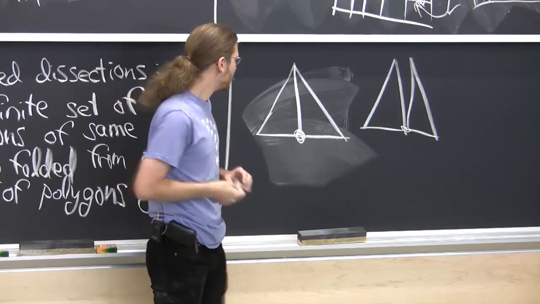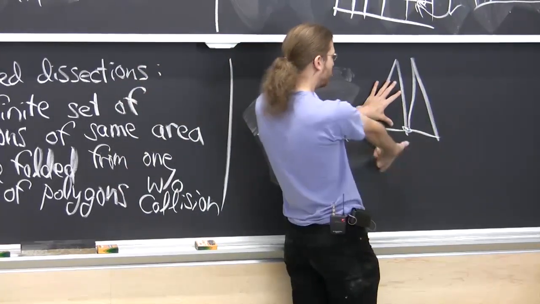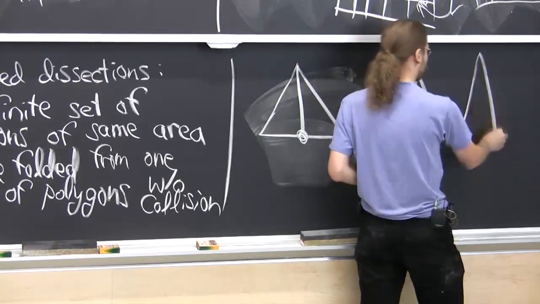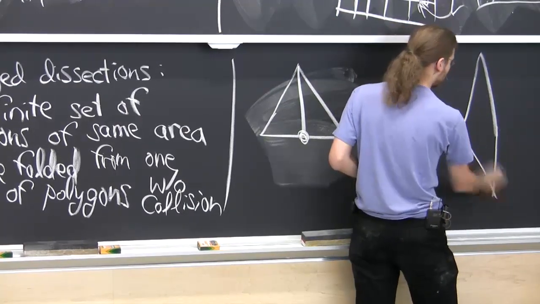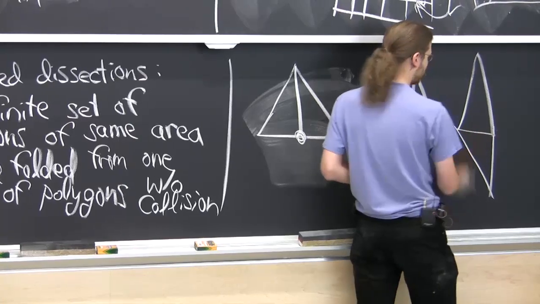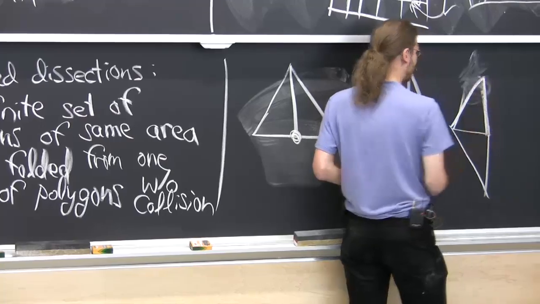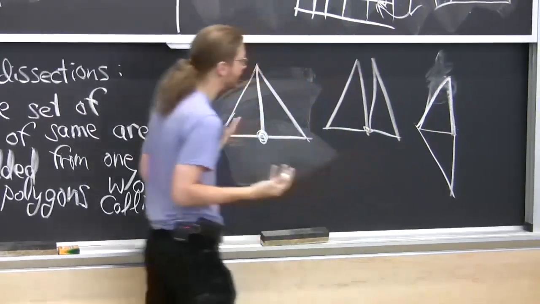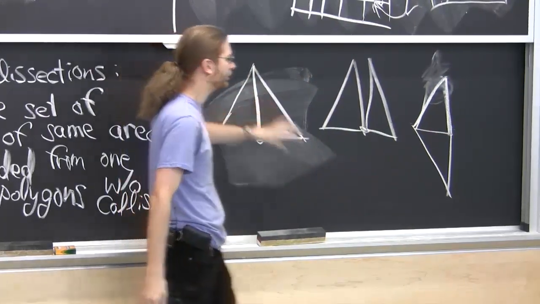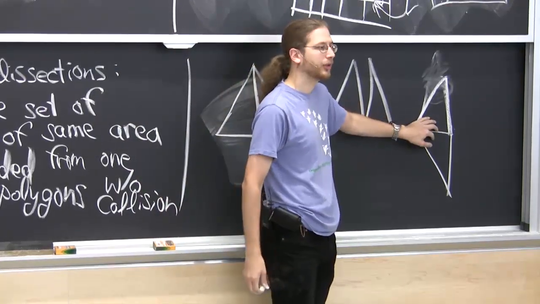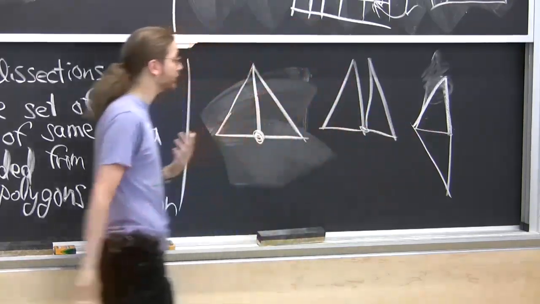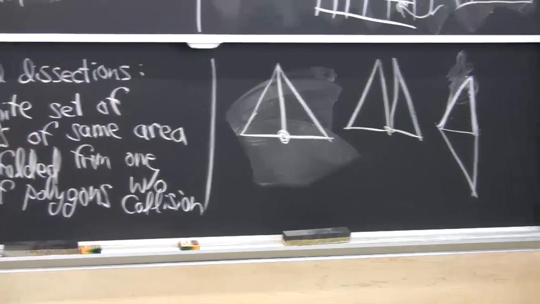And you can fold this thing into one other shape. It's going to look like this. Not a very good drawing, but you get the idea. Something like that. So this is what we call a hinge dissection from this equilateral triangle into this other triangle. And it's been an open question for about 100 years. Can you always do this for polygons of the same area?